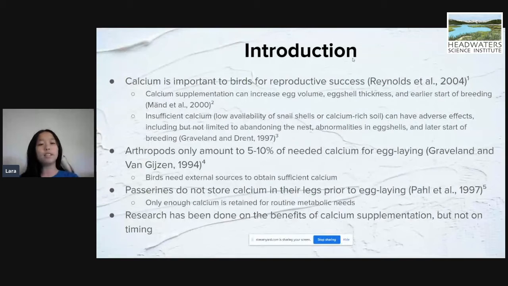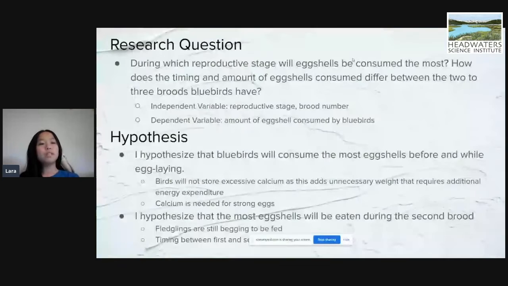Arthropods, such as insects, only amount to 5 to 10% of the needed calcium for egg laying. So birds need external sources to attain sufficient calcium. Songbirds do not store calcium in their eggs prior to egg laying, so only enough calcium is retained for routine metabolic needs. Much research has been done on the benefits of calcium supplementation, and there is a lot of evidence that songbirds will consume supplemented calcium, but there has not been research done on the timing of consumption.